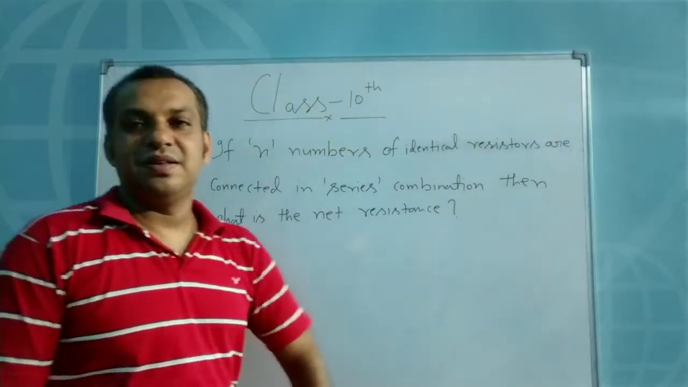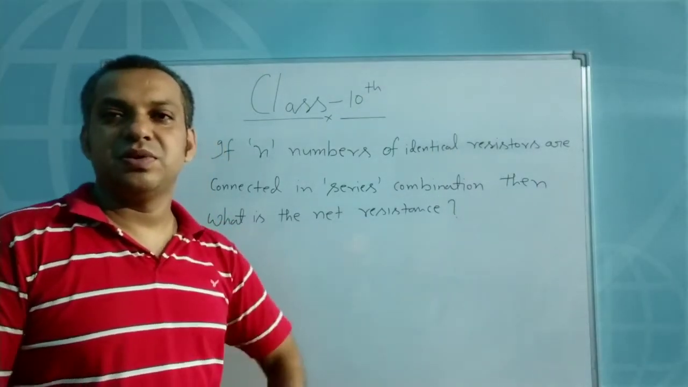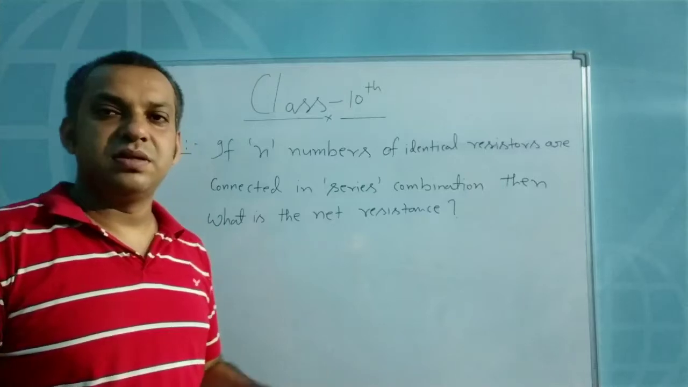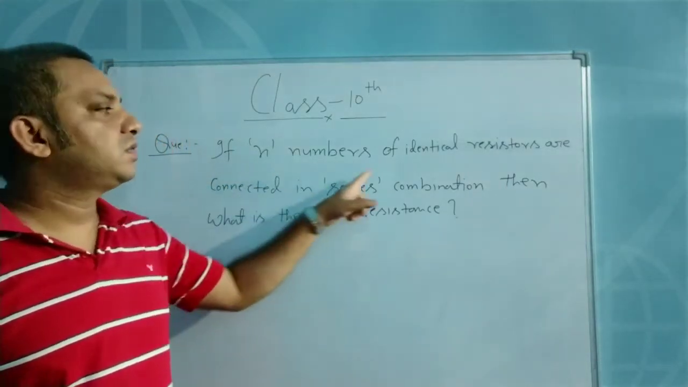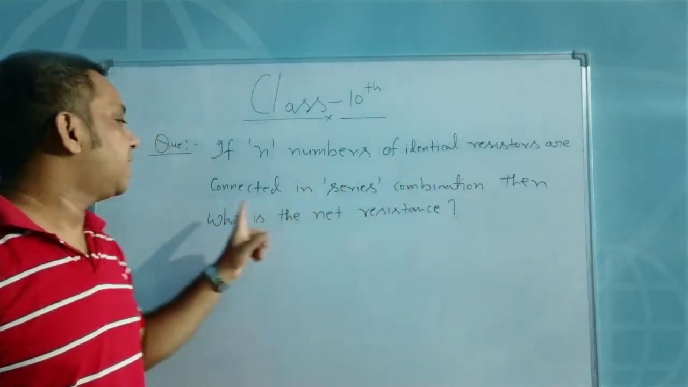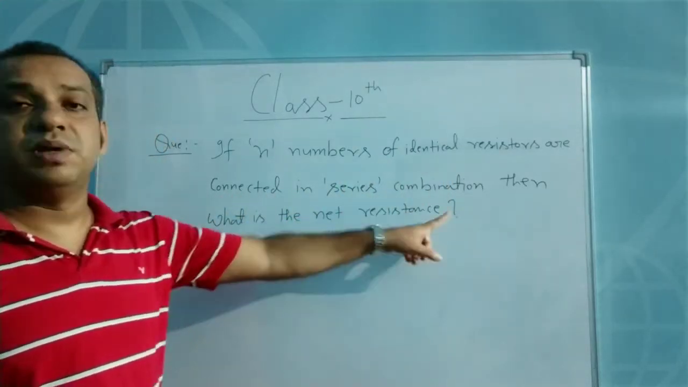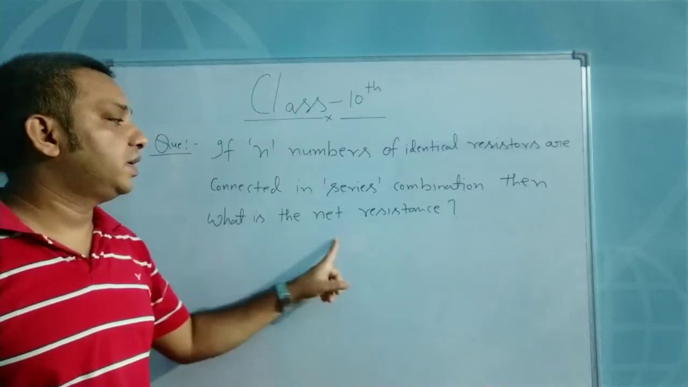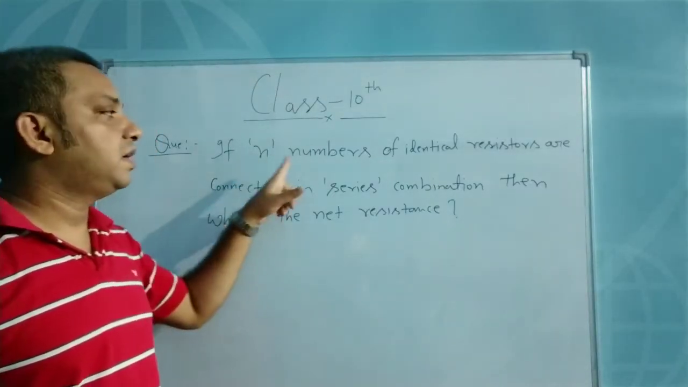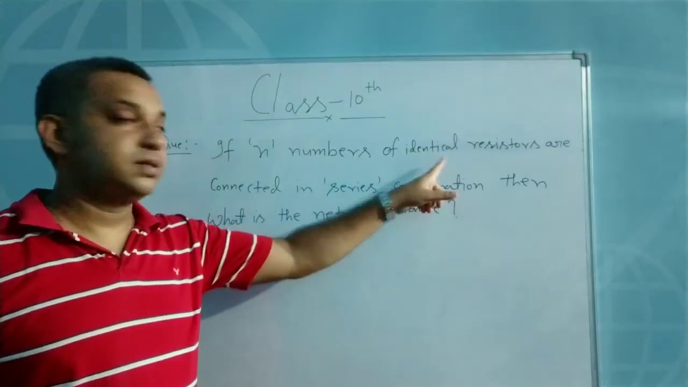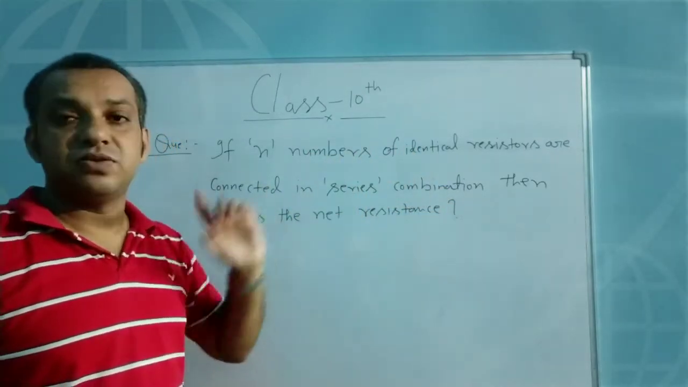Welcome back class. Let us discuss some numericals based upon the series-parallel combination of the resistors. See the question. If n numbers of identical resistors are connected in series combination, then what is the net resistance? Right? So here n numbers of identical resistors are connected in series combination.